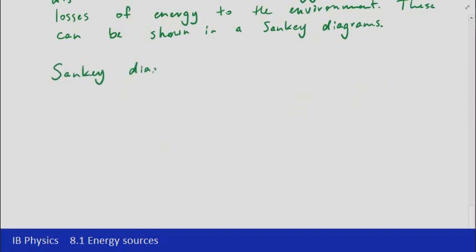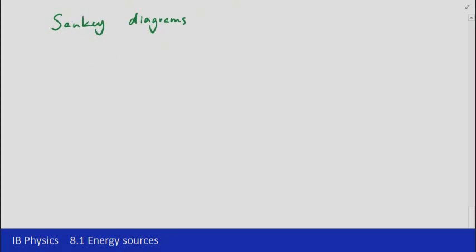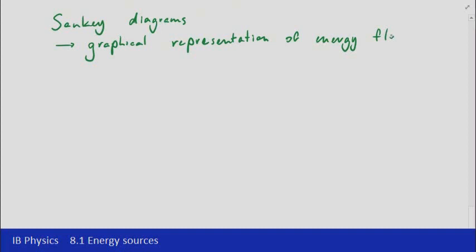I believe you should have covered these before in probably grade 8 or 9, but they are in the IB syllabus, so we need to make sure we have a good understanding of the ins and outs. So basically a Sankey diagram is just a graphical representation of energy flows and energy losses. When we talk about energy flows, we're really talking about the conversion from one form of energy to another, and as a result we'll also see where some of that energy is converted to forms that are no longer useful.